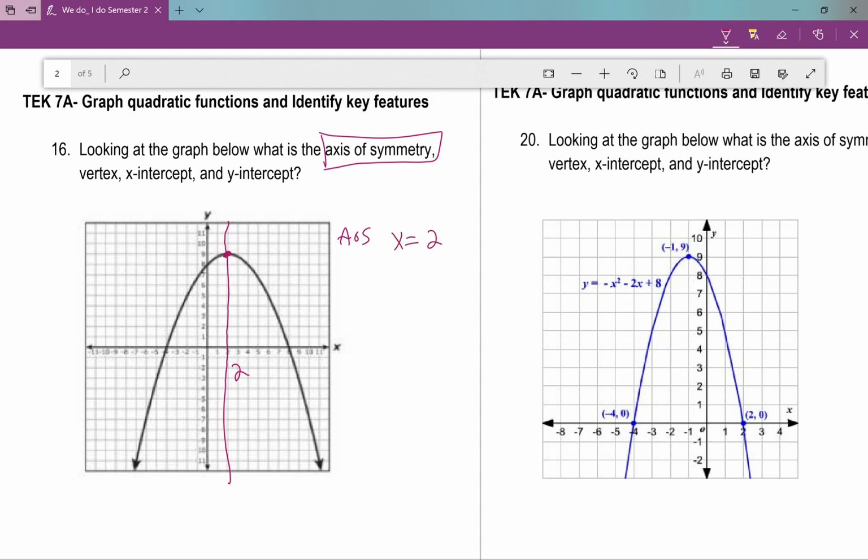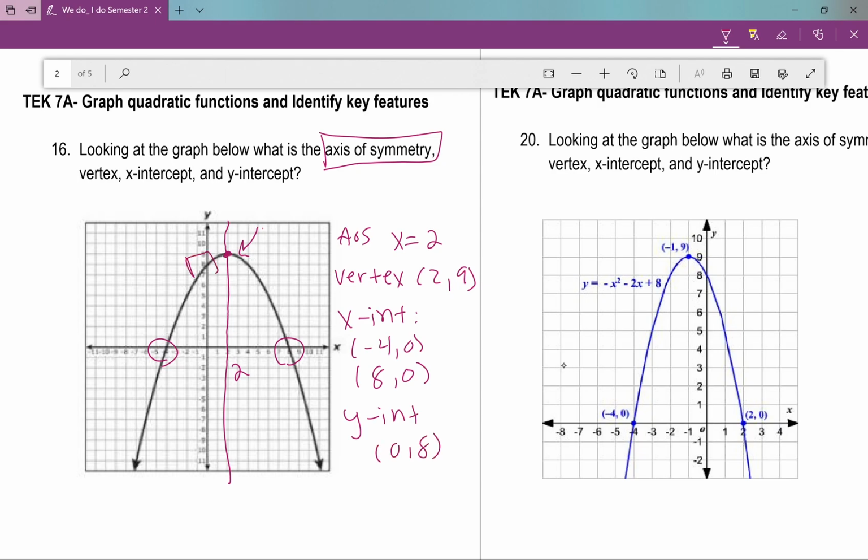Our vertex, we pointed it out right here at the top, is 2, looks like 9. So our vertex is 2, 9. Our x-intercepts, looks like we have two x-intercepts, one right here and one right here. Our x-intercepts are at negative 4, 0 and 8, 0. And lastly, we need our y-intercept, and our y-intercept is at 0, 8, right here, 0, 8.